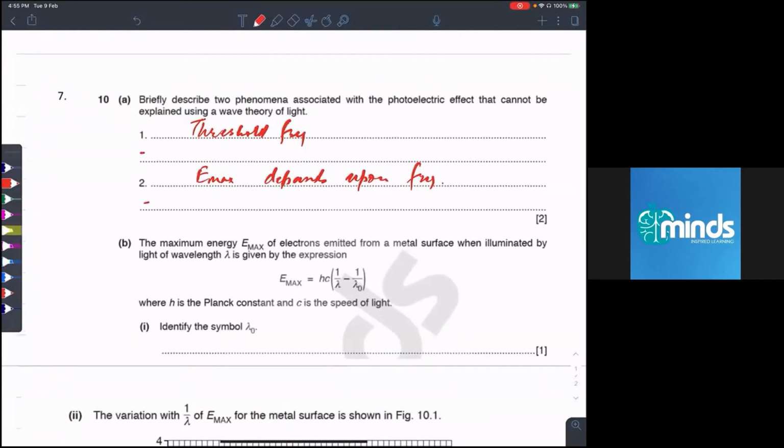Okay, let me write a few more points. Instantaneous emission. Remember, the one photon, one electron model actually explains the instantaneous emission of photoelectrons. And one more thing, that could be independence from intensity: that maximum Emax does not depend upon the intensity of light. So you could have mentioned any two of these.